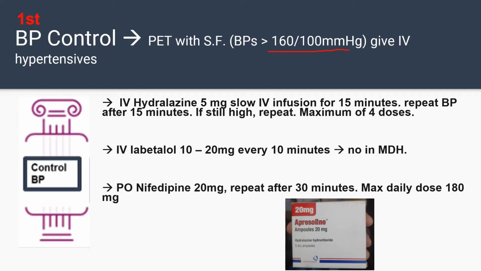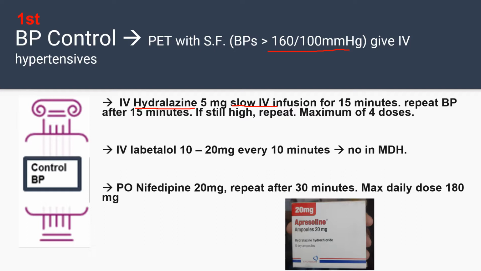The only IV antihypertensive that we have is hydralazine, that is a formulation of 5 milligrams. How do you give it? You have to give it in a slow IV infusion for 15 minutes. Repeat the blood pressure 15 minutes after you finish that infusion. And if it is still high, you have to repeat again.